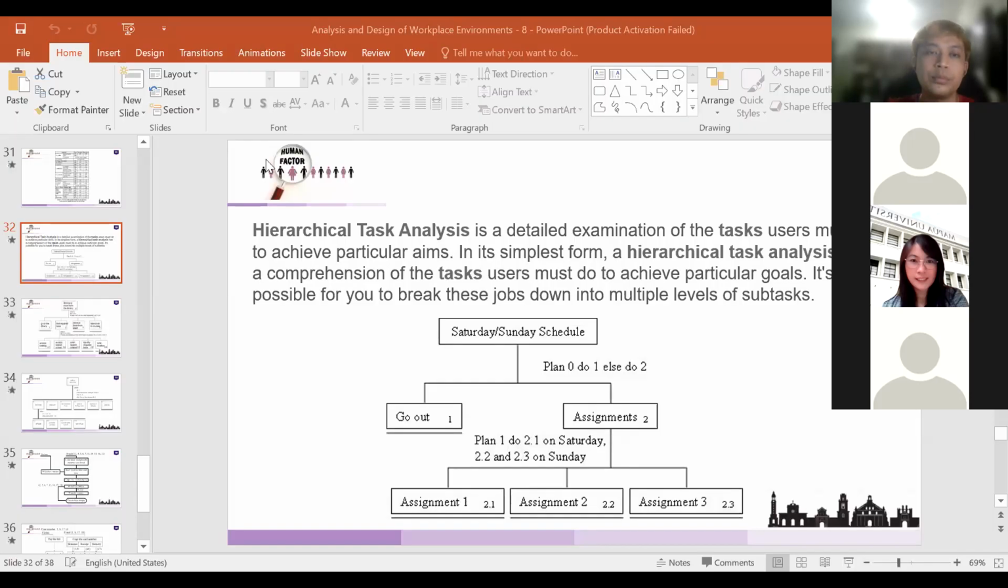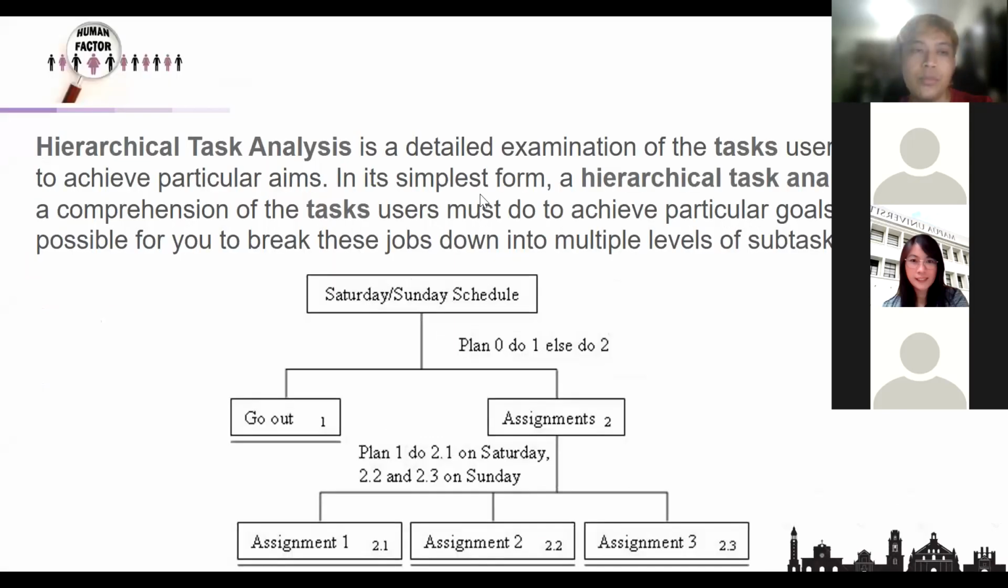Okay, this one. This is also a part of cognitive ergonomics: hierarchical task analysis. Have you heard of HTA? No.